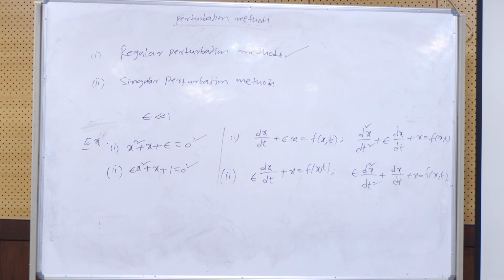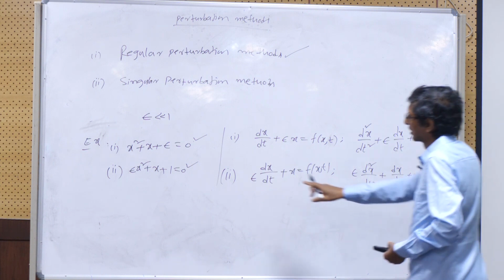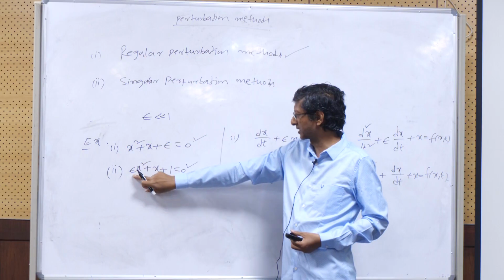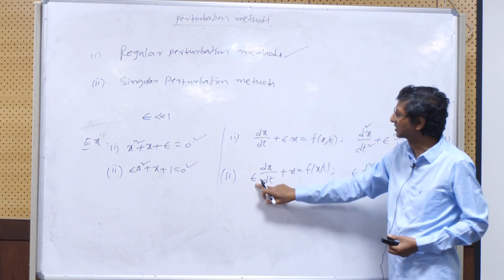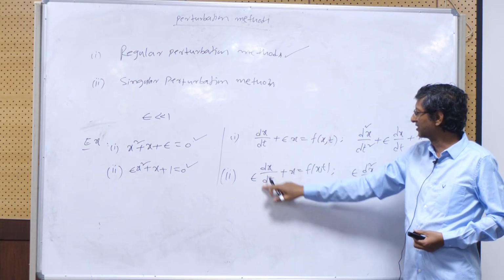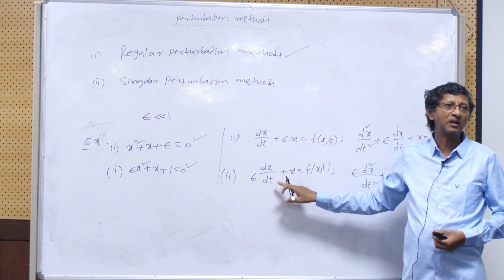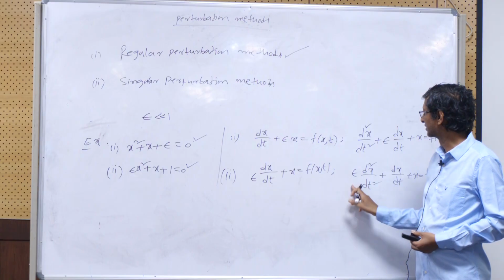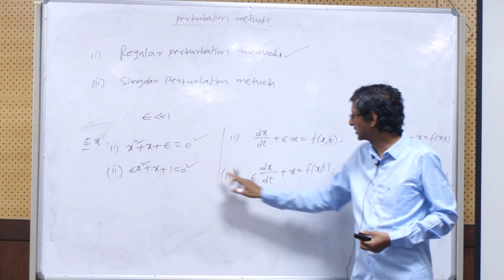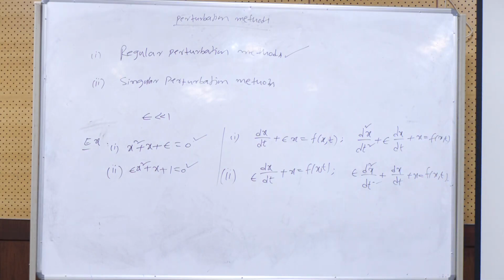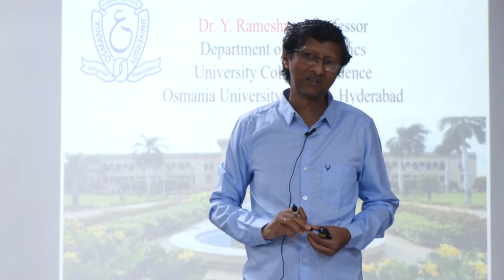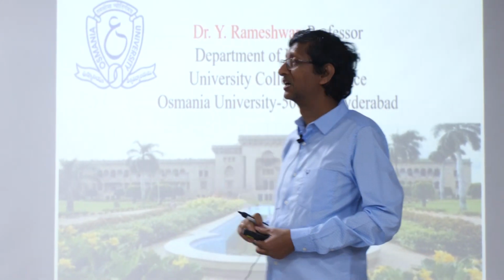Similarly, in the next case, the algebraic case, epsilon is a parameter connected to the highest power of x, and here also epsilon is a parameter connected to the highest order derivative of the equation. So these two are examples of singular perturbation problems. In this way, we classify regular perturbation problems as well as singular perturbation problems. Okay.